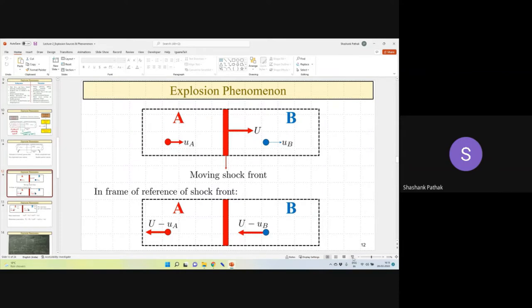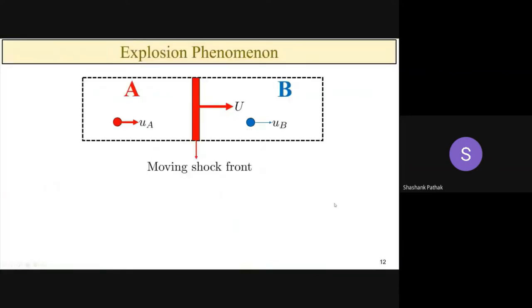So let me show again. There are different particles in zone A where the explosion has already happened. That's why I have shown it in red. This red is basically the moving shock front, and this one is still in a steady state and nothing is happening here.